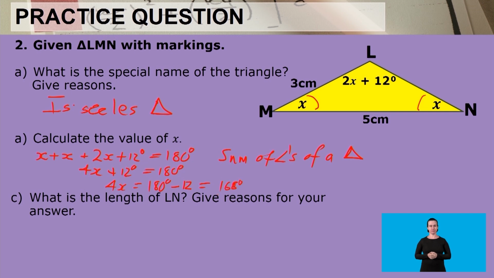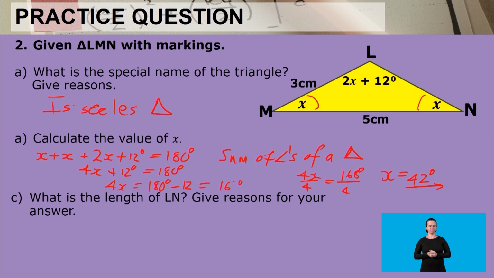degrees. So we need the multiplicative inverse of 4, which is a quarter, and therefore we say 4x divided by 4 will be equal to 168 degrees divided by 4, and therefore our x value would be 168 divided by 4, which gives us 42 degrees. So our value of x is 42 degrees.